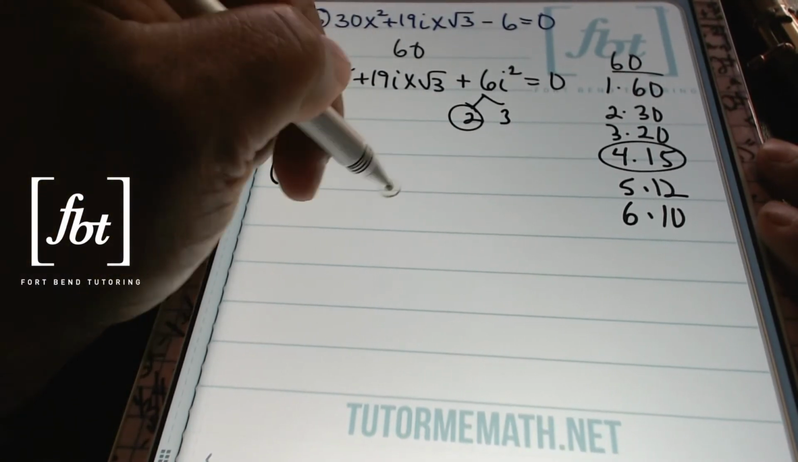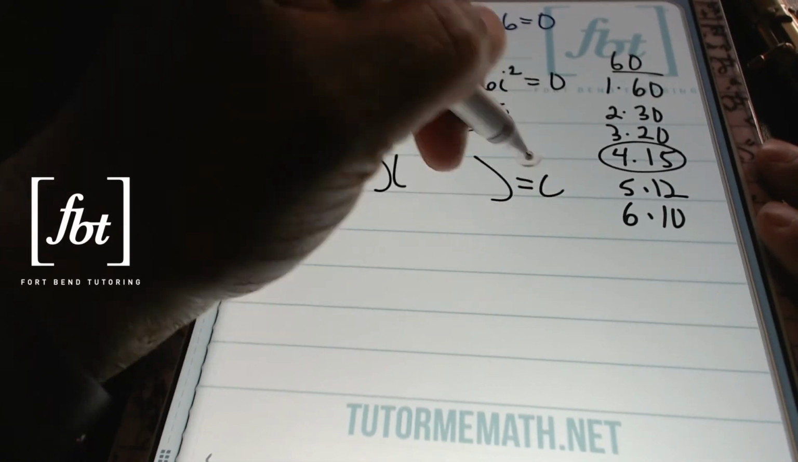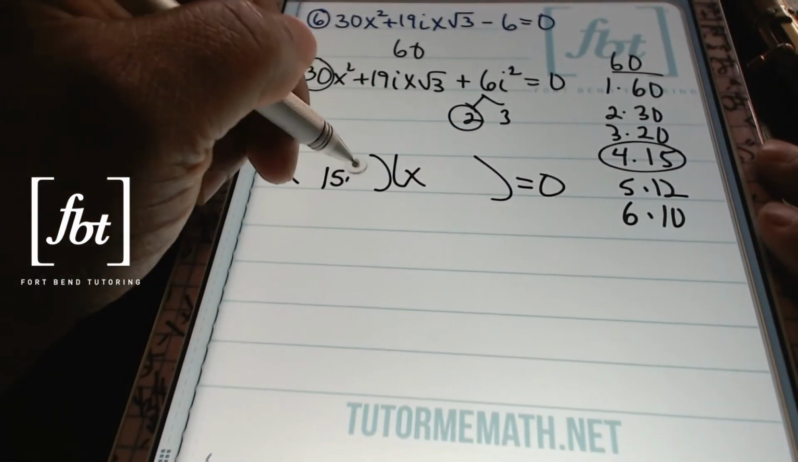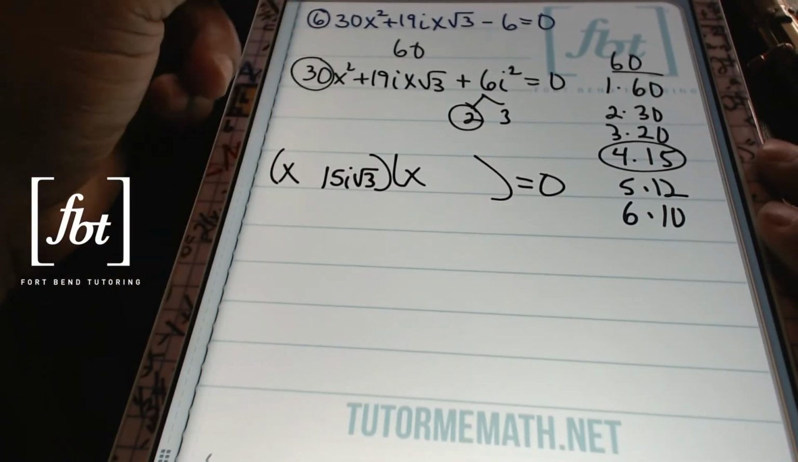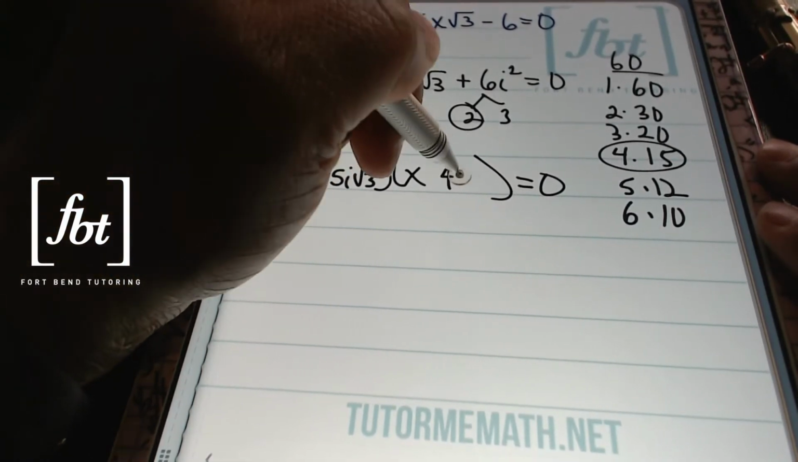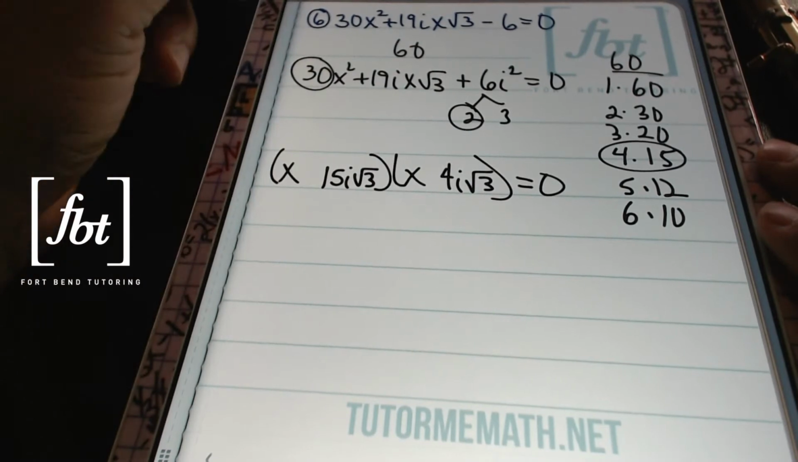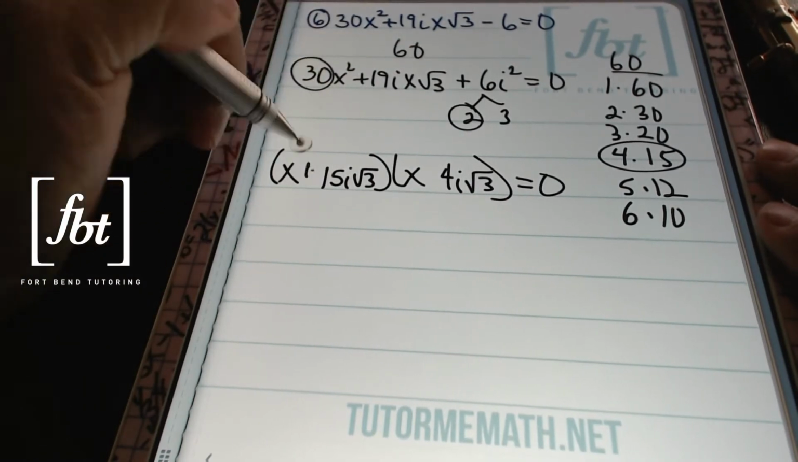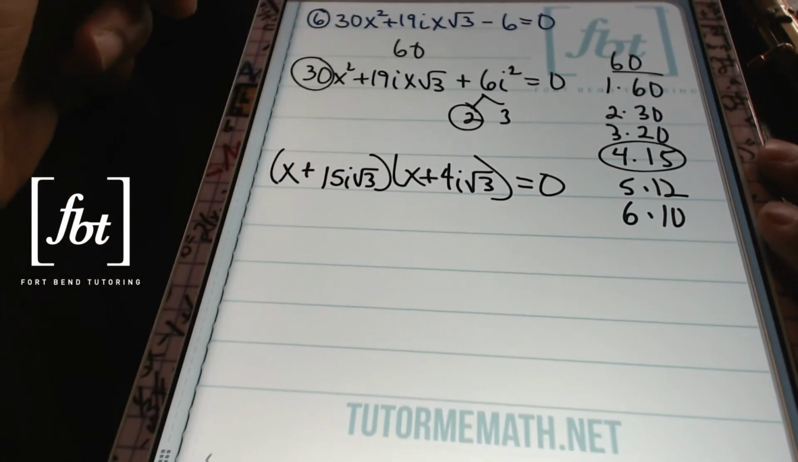So here we are going to open up two sets of parentheses like so. I'll have my variable x. I'll have 15i times the square root of 3, and I'll also have 4i times the square root of 3. Because my middle term sign is positive, I'm going to need both of these factors to be positive so that they'll combine to give me that positive 19i x square root of 3 that I need.